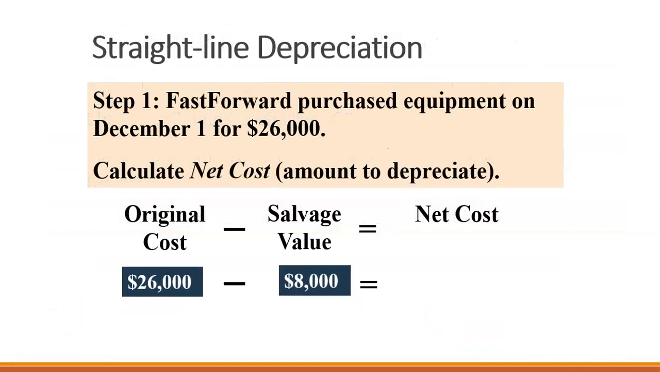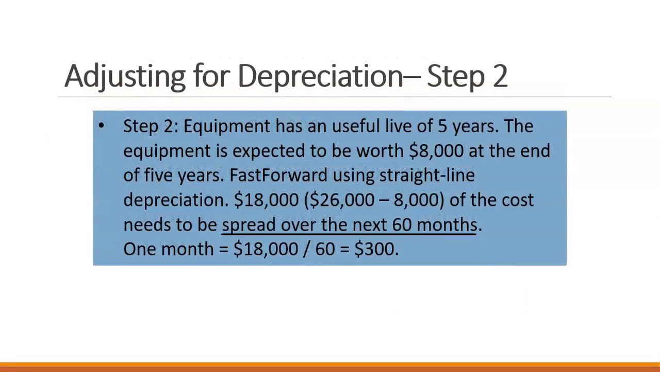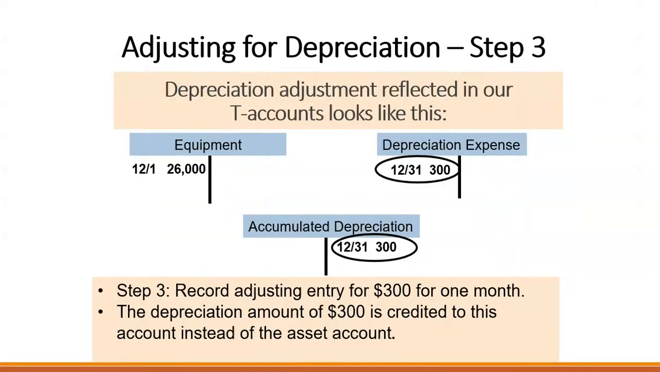So we're going to take this information and calculate our monthly depreciation. If we take 18,000 and divide it by 60 months or 5 years, we get that our depreciation expense is $300 a month. So that's what we're going to record for depreciation once a month.